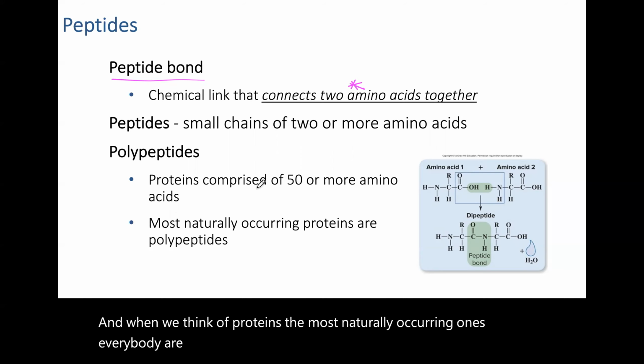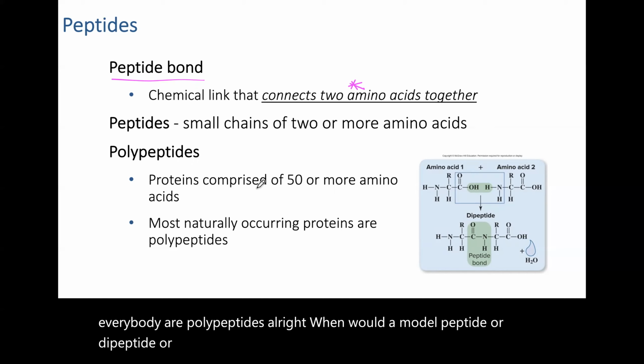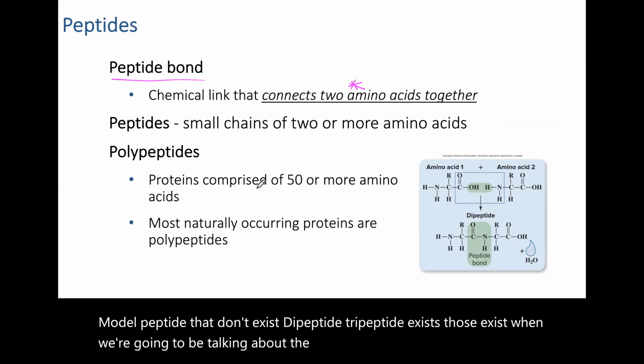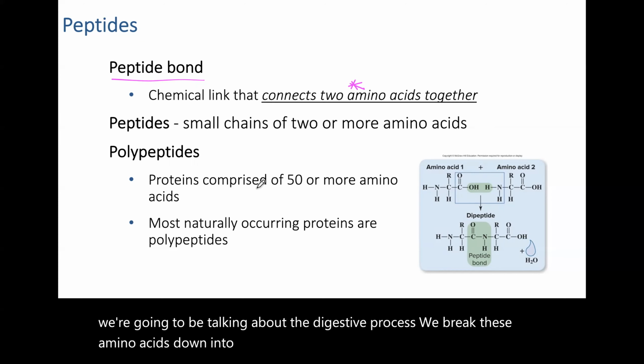When would a monopeptide or dipeptide or tripeptide exist? Monopeptide, that doesn't exist. Dipeptide, tripeptide exist. Those exist when we're talking about the digestive process. We break these down into individual amino acids in the digestive tract.